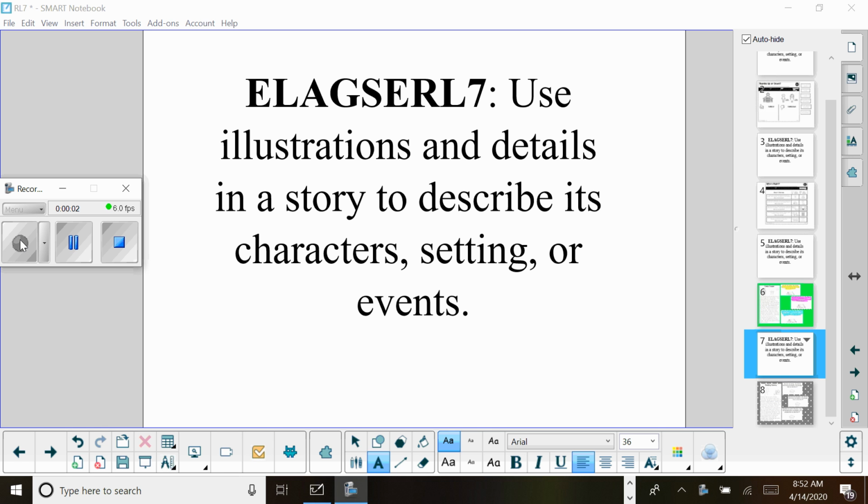All right, the standard that we are working on is to use illustrations and details in a story to describe its characters, setting, or events. So we should be able to use the pictures and the words to describe the characters in the stories, the setting of the story, and the events that happen in the story.